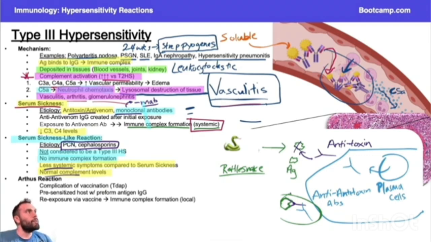All right, the last one on here is going to be the Arthus reaction, and this is probably the least high yield of the ones above, but it is something that comes up occasionally, very classic as a complication of the Tdap vaccine. And this is essentially talking about a more local immune complex formation.